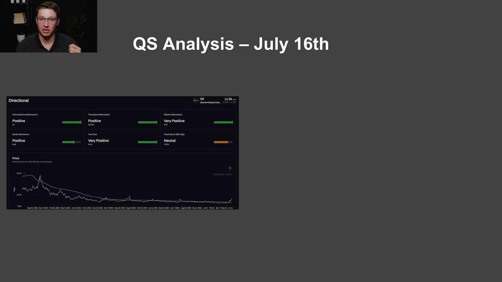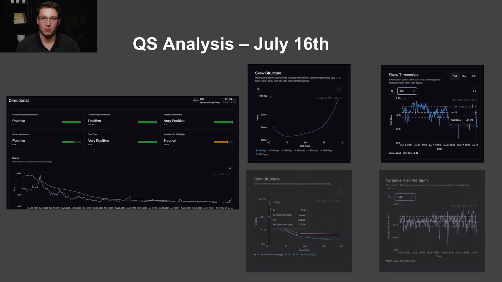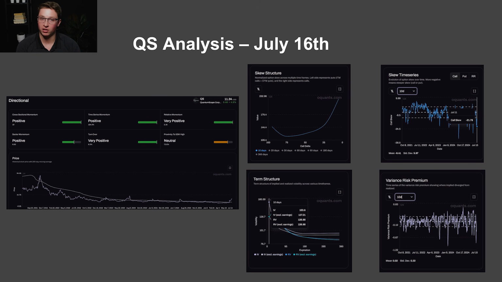QS topped across all momentum factors: strong recent gains, outperformance relative to peers, and proximity to recent highs. Call skew was historically elevated, several standard deviations below its average, which was a clear sign of demand distortion. Realized volatility was comparable to implied volatility if we excluded earnings volatility, since we were planning to exit before earnings.